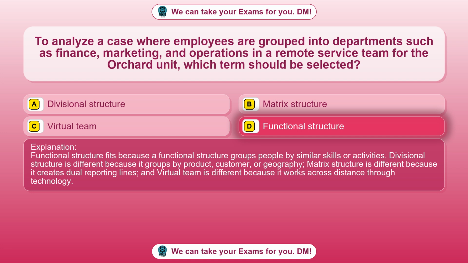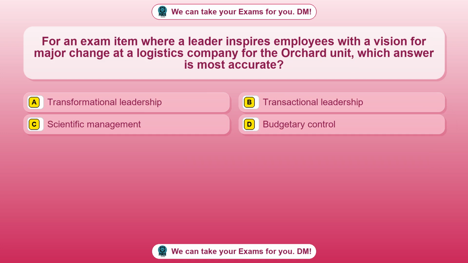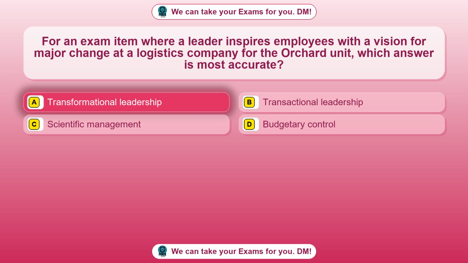Question 83. For an exam item where a leader inspires employees with a vision for major change at a logistics company for the Orchard unit, which answer is most accurate? Option A, transformational leadership. Option B, transactional leadership. Option C, scientific management. Option D, budgetary control. The correct answer is option A, transformational leadership.